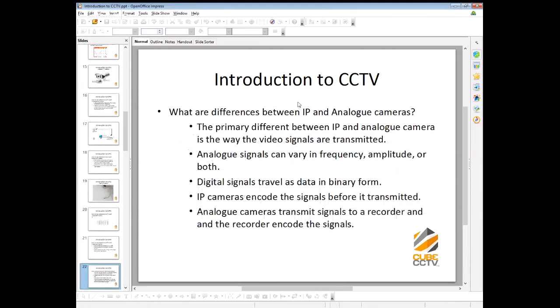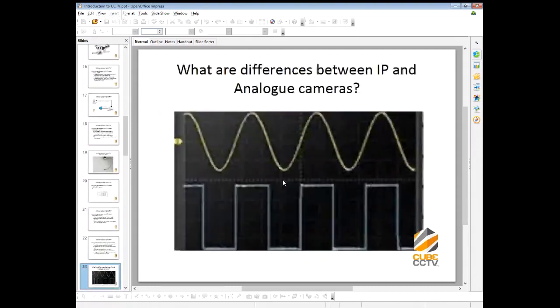So what are the differences between IP and analog cameras? The primary difference is the signal type. An IP camera signal goes as binary, and an analog camera signal goes as an analog signal. The other difference is that an IP camera itself encodes the signals, whereas with an analog camera, the signal is sent to a recorder and the recorder encodes the signals. On analog cameras, the signal goes like a wave.